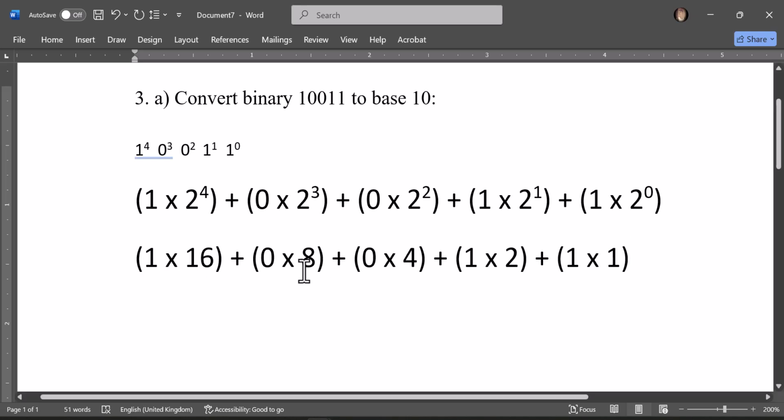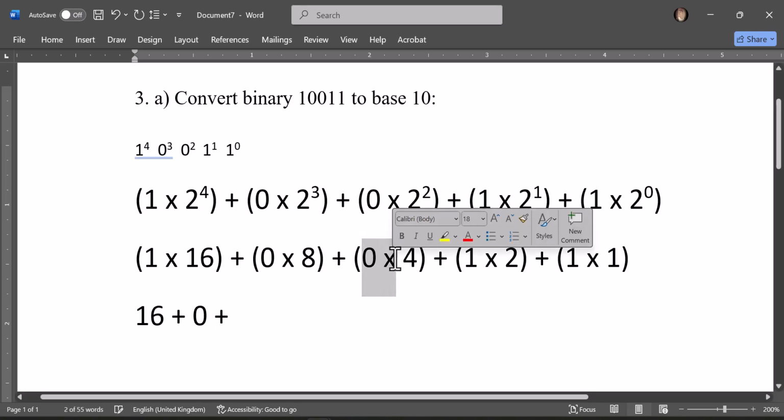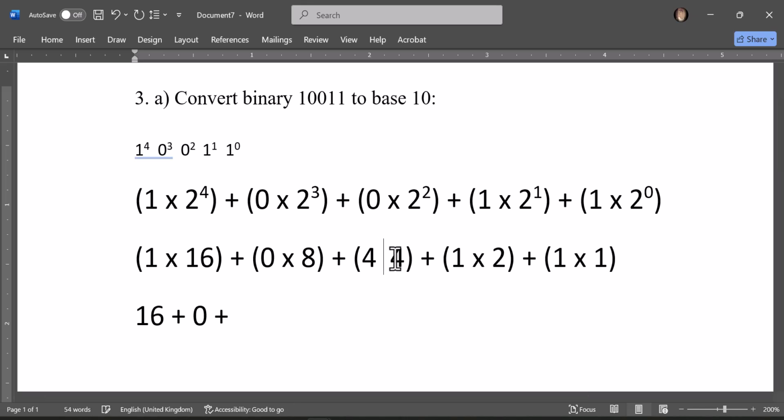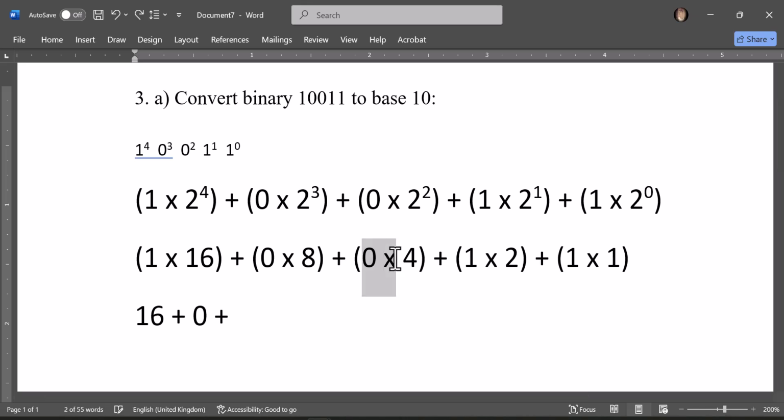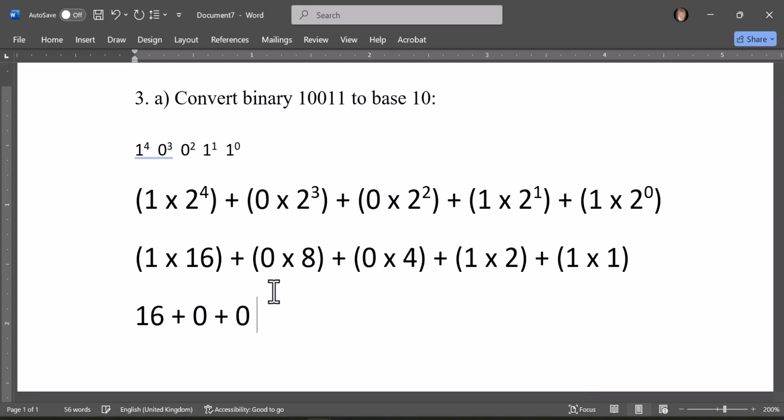So we multiply the ones in the bracket, right? This one, I guess you know. So 1 times 16 will give us 16. 16 plus 0 times 8 will give us what? 0. Plus this one, 0 times 4 will give us 0. Then 1 times 2 will give you 2. And plus 1 times 1 will give you 1.